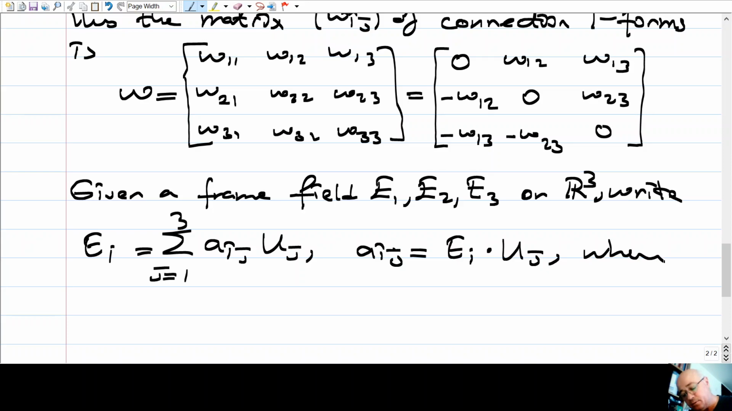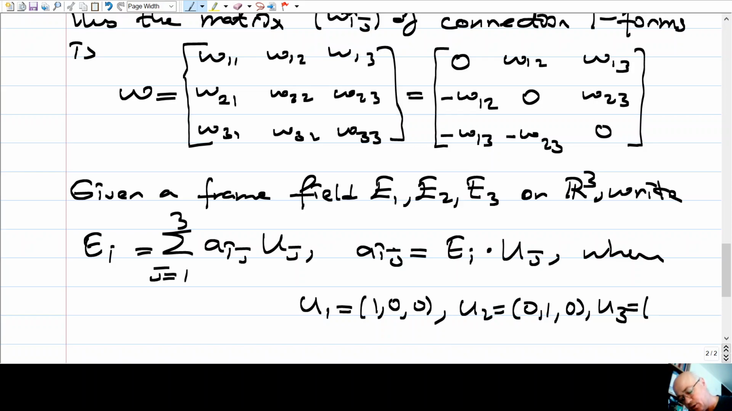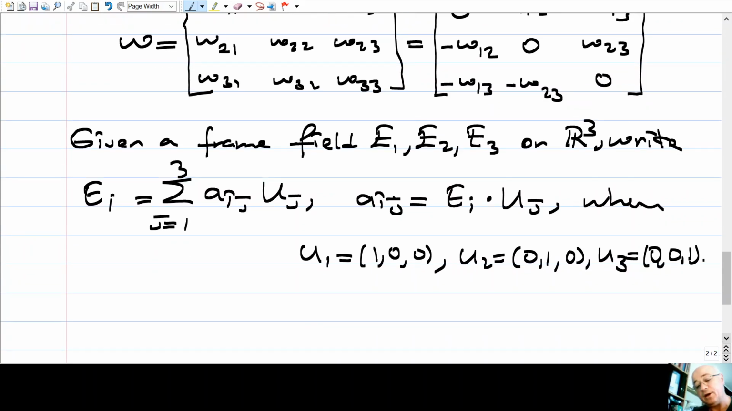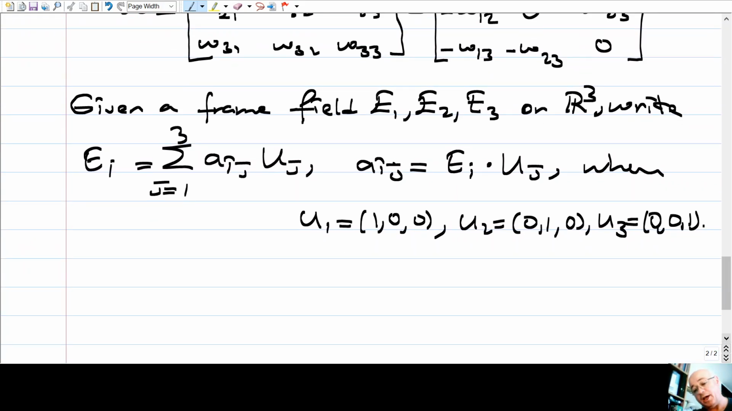Here, uj is this. So u1 is the frame field 1 0 0 at all points, u2 is 0 1 0 and u3 is 0 0 1. All right, standard frame field. So I have some functions. Okay, the aij's are some functions.